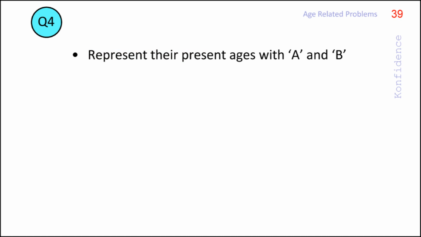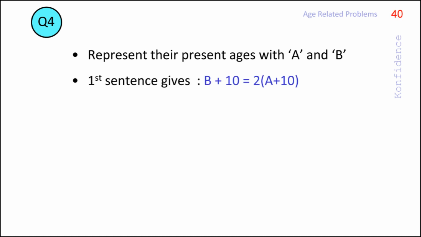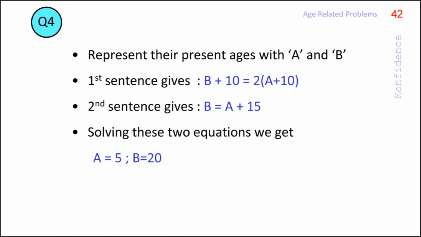So we will give variable b to represent the present age of B and variable a to represent the present age of A. As per the first sentence, b plus 10 equals 2 times (a plus 10). B plus 10 is B's age after 10 years because B's age today is represented by b. So after 10 years, the age will be b plus 10. Similarly, the age of A after 10 years will be a plus 10 because we have taken A's present age as a. Second sentence states that b equals a plus 15.